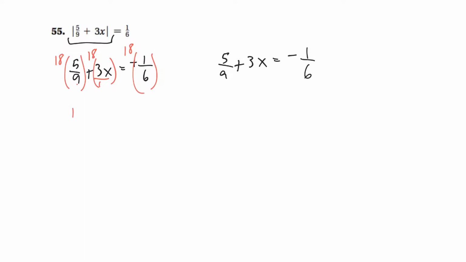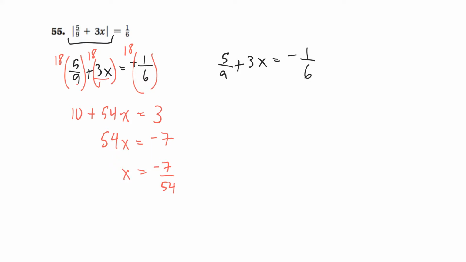So on this one, I'll get 10 plus 54x is equal to 3. Move the 10 over, so it'll be 54x is equal to 3 take away 10, or negative 7. And then x is equal to negative 7 over 54.